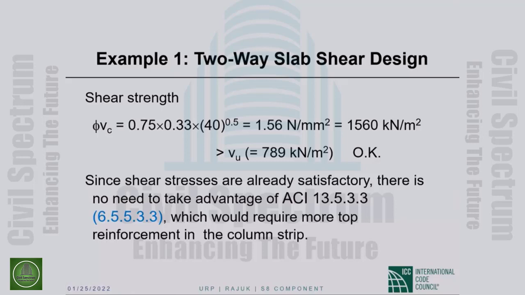We could have increased gamma sub F. This is an edge column, bending perpendicular to the edge. We could have increased gamma sub F from 0.62 all the way to 1. That would have given us zero moment transfer shear. And the shear stresses would have been even lower.